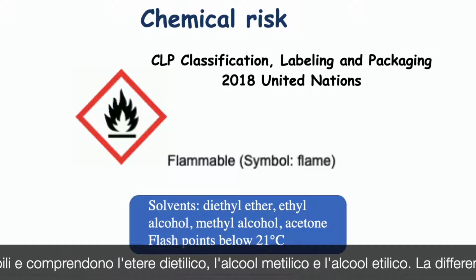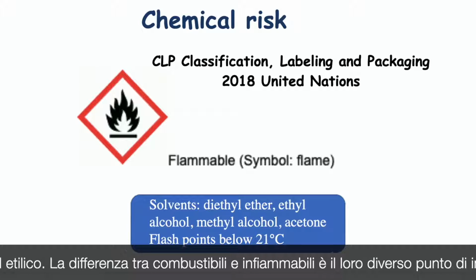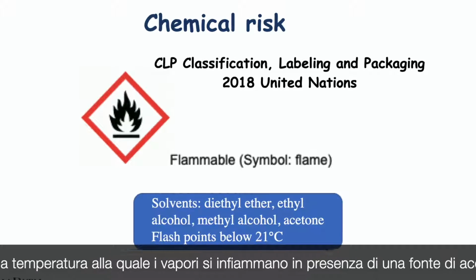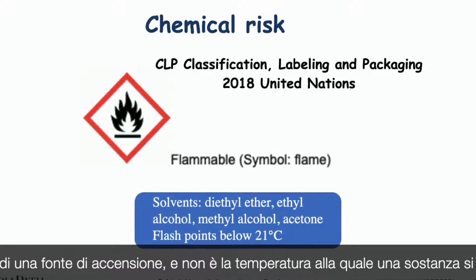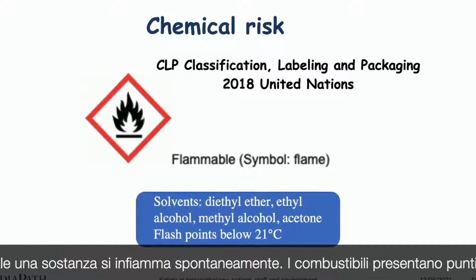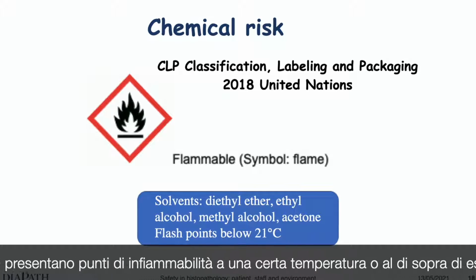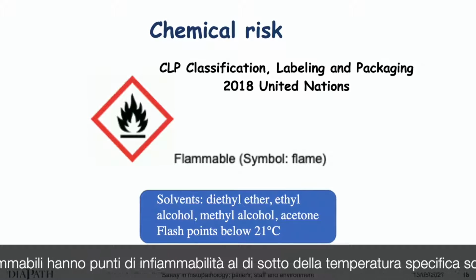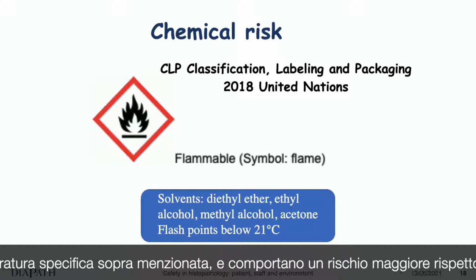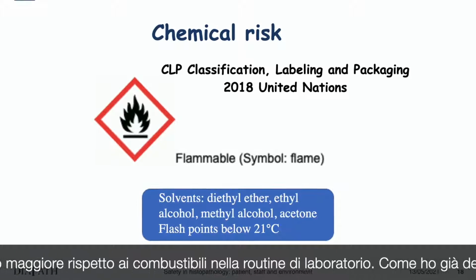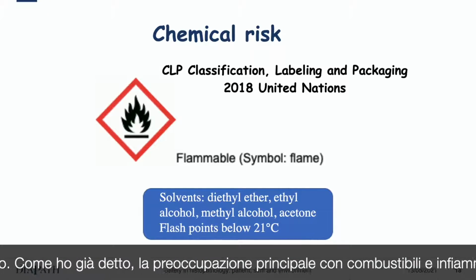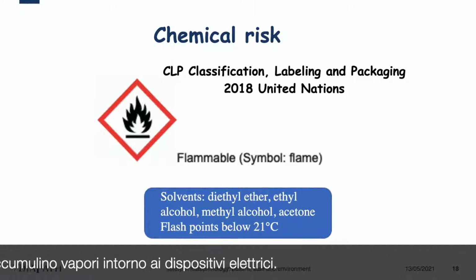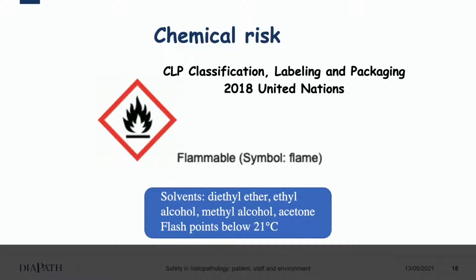The difference between combustibles and flammables is their different flash points. Flash point is the temperature at which vapors will ignite in the presence of an ignition source, and it is not the temperature at which a substance will ignite spontaneously. Combustibles exhibit flash points at or above a certain temperature, commonly 38 degrees centigrade, 100 degrees Fahrenheit. Flammables have flash points below the above-mentioned specific temperature, and they carry higher risk in routine laboratory work compared to combustibles. As I already said, the main concern when storing combustibles and flammables is to make sure that no vapors build up around electrical devices.